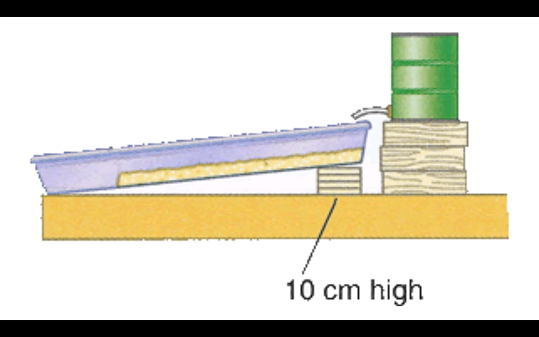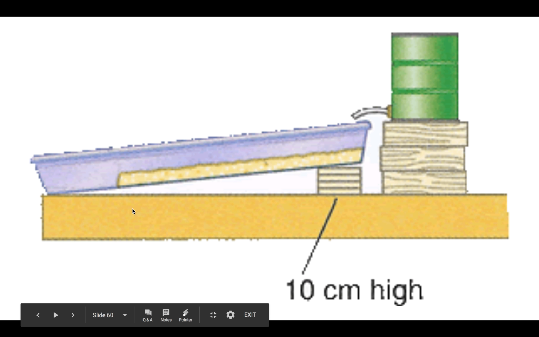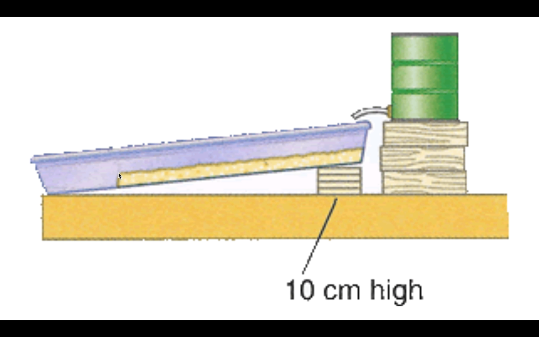This here is an illustration of a setup of a stream table. You notice that the bucket is sitting above the stream table. That's very important. All groups need to make sure the bucket is sitting above the stream table. It does not show the lower bucket, but what it does show is that the sand here is cut off. So the last portion of the stream table should not have any sand at all.